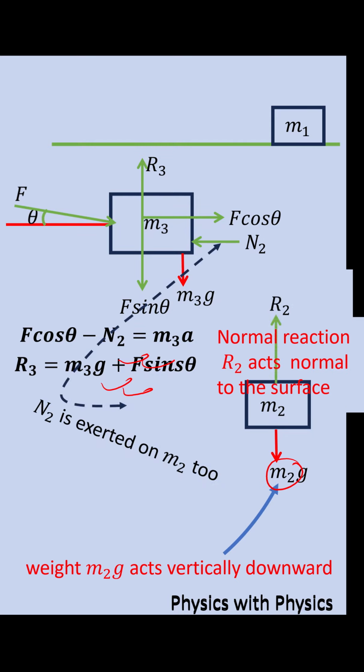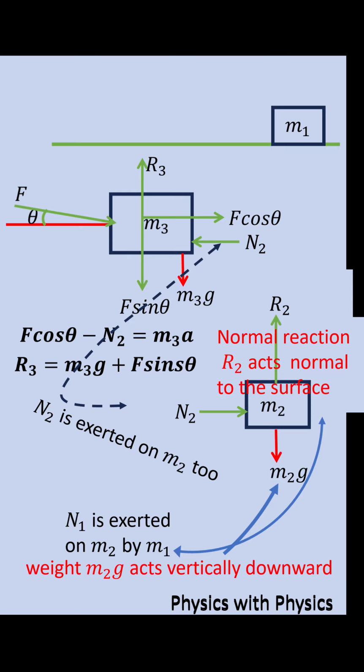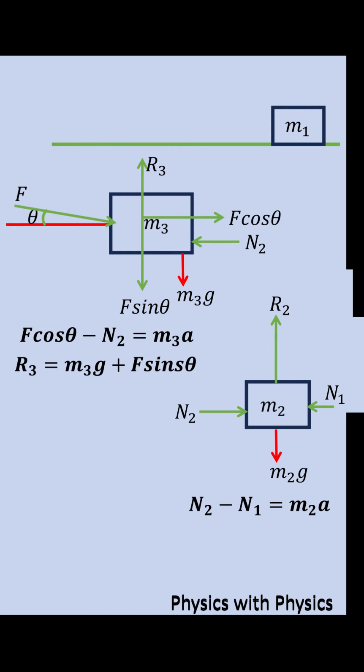normal reaction. Now the important point is that this N2 is exerted on M2 as well. And this mass M1, since the masses M2 and M1 are in contact like this, M1 also exerts a normal force on M2, and M2 also exerts a normal force on M1 as well. N1. Okay, now let's write the equations for the x-axis and y-axis.